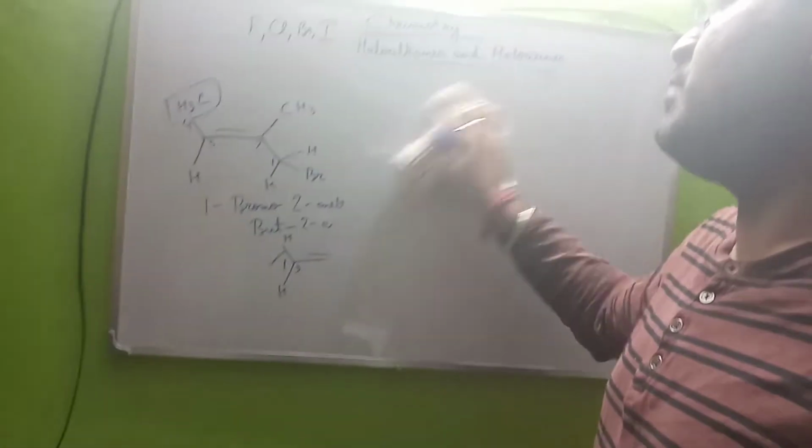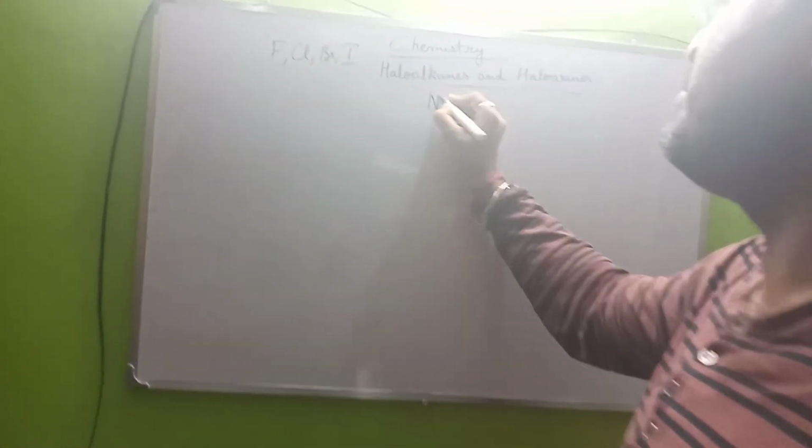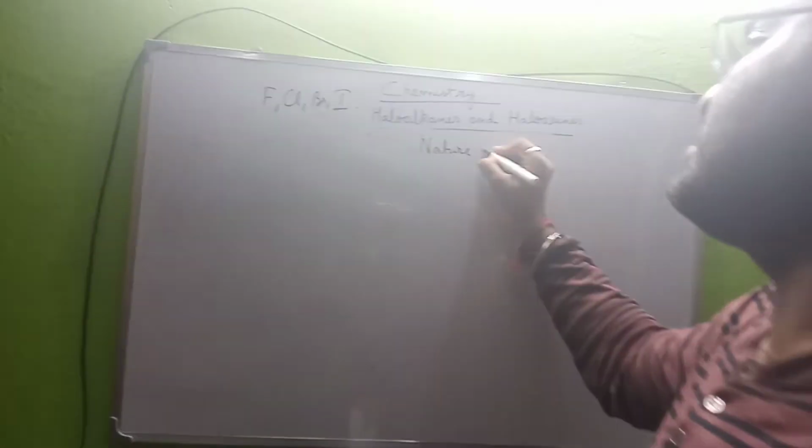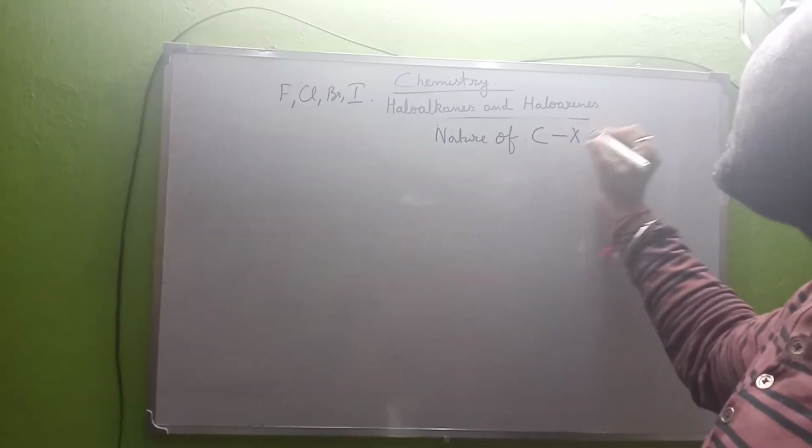On the nature of the C-X bond means, let us take one more example of the nature of the C-X bond, means between the carbon and the halogen bond.